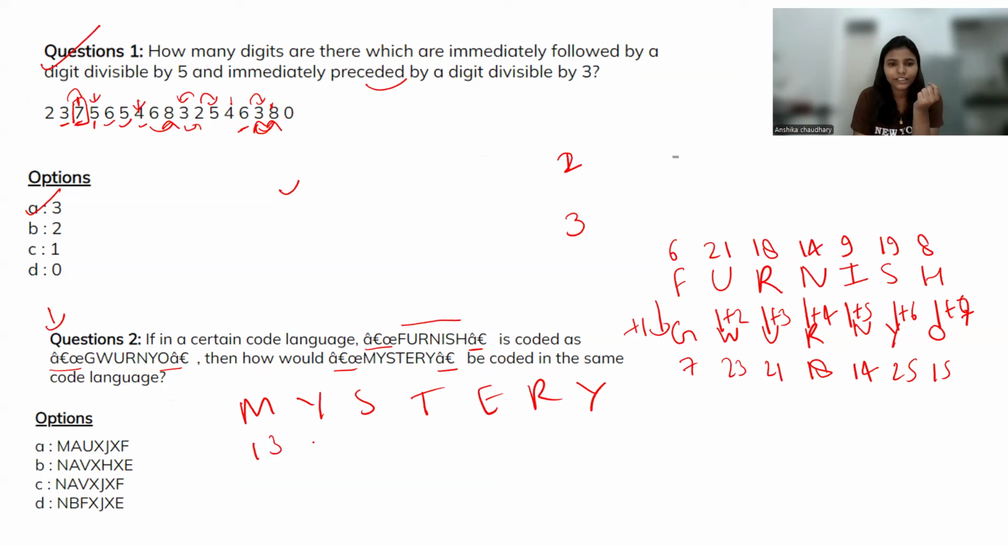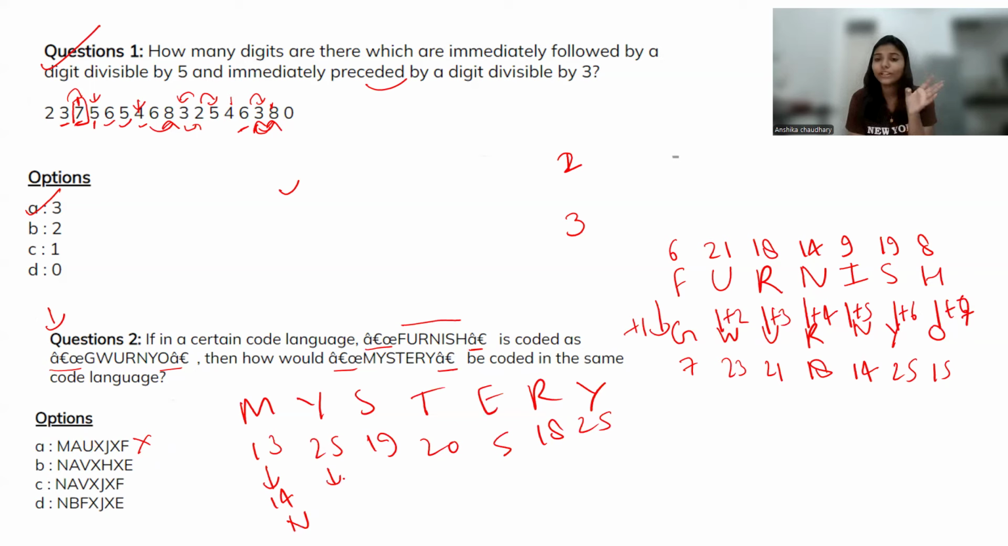So 13, 25, 19, 20, 5, 18, and 25, right? Then what we will do, we'll increment by 1, so it will be 14. That means it will become N, right? So the answer will start from N, so option A will be eliminated because it is starting with M. Right, now we need to add 2, so it will be 27, and in our alphabet only 26 letters are there, so at 27 we will mark A, right?